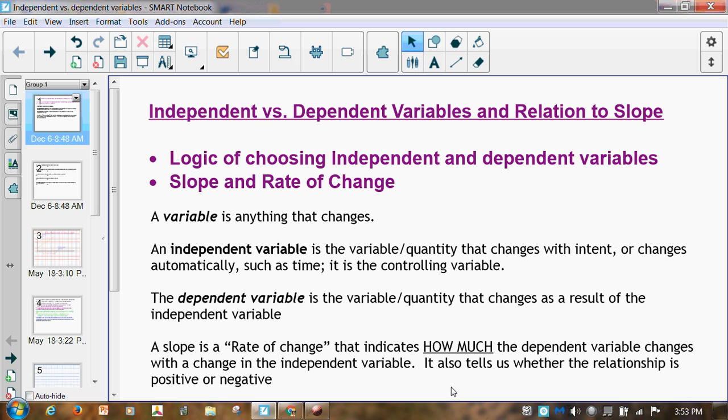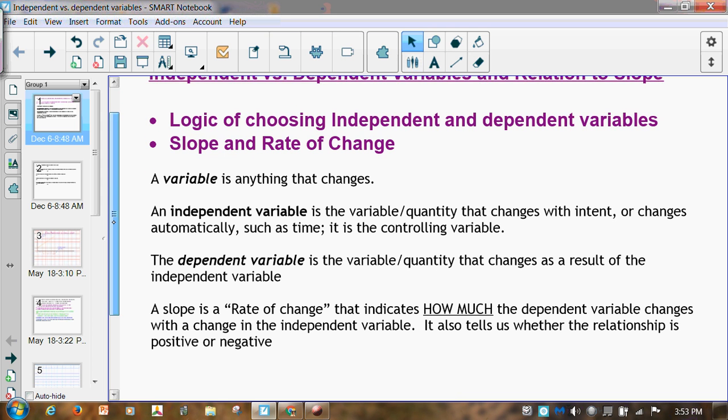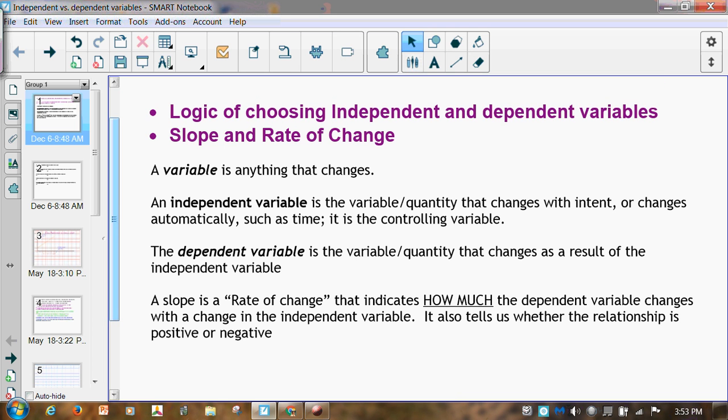An independent variable, I'll scroll down a little bit, the independent variable is the variable or quantity that changes with intent. In other words, we want that one to change and can control its movement, or it changes automatically, such as time. You know, we don't control the march of time, but we do vary a lot of things by time or with time. It's the controlling variable.